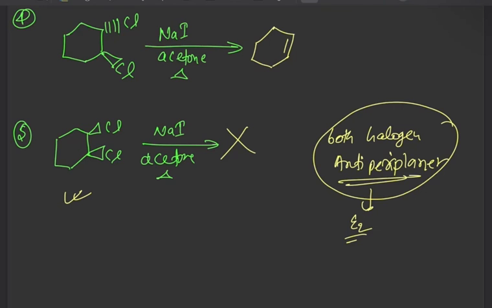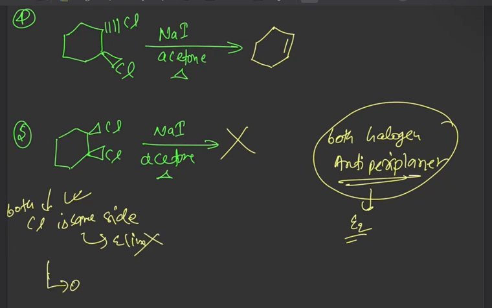Can you explain the fifth one again? Fifth one, see, both chlorines are on the same side, but what do we need? Both Cl are on the same side, so no E2, no elimination. Elimination is not possible. This should be on the opposite side.